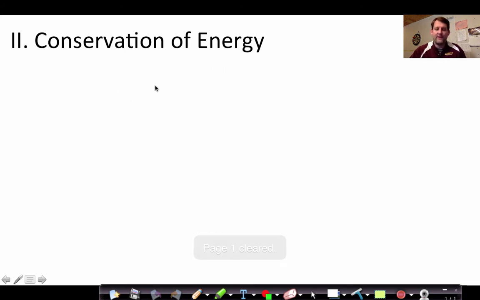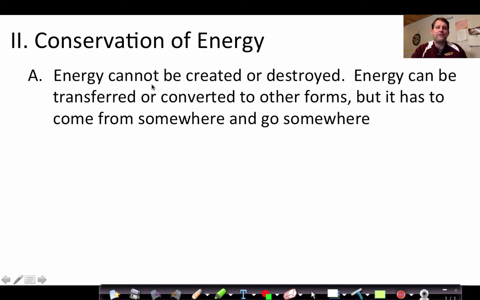So conservation of energy. The main idea of conservation of energy, just like mass and just like momentum, is that energy cannot be created or destroyed. Energy can be transferred or converted to other forms, but it has to come from somewhere and it has to go somewhere. It's this last point that's going to concern us the most. It has to come from somewhere and go somewhere.